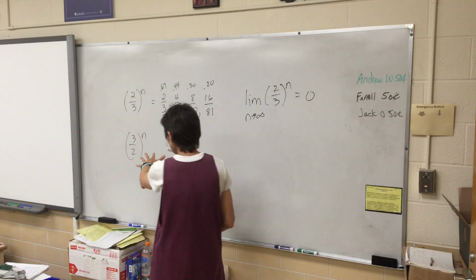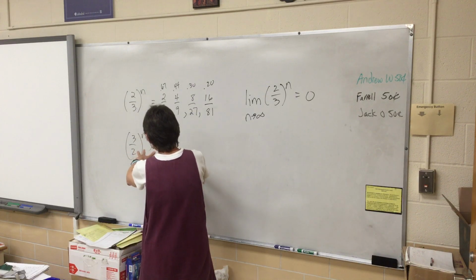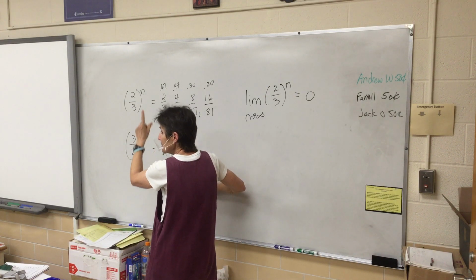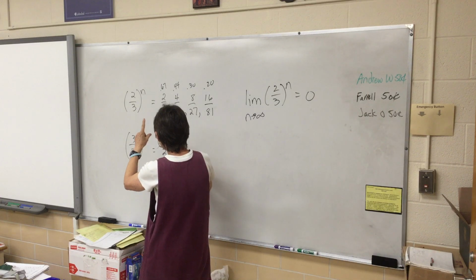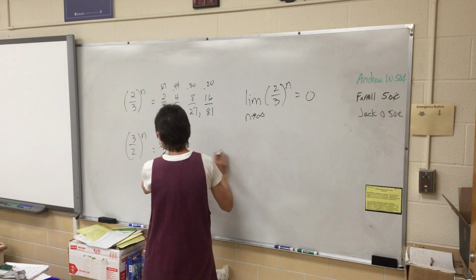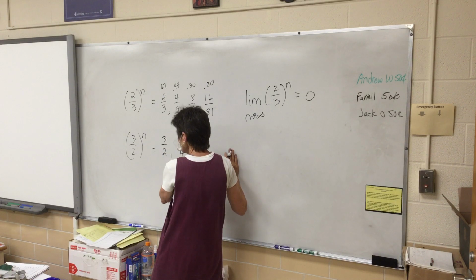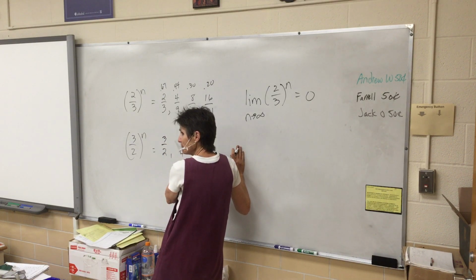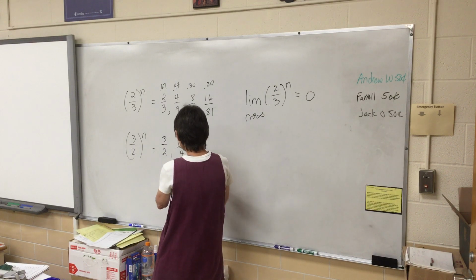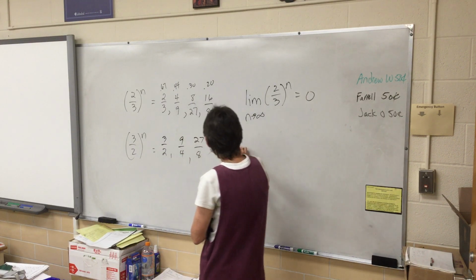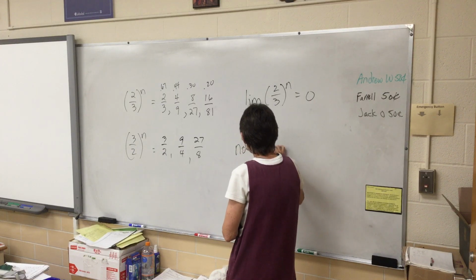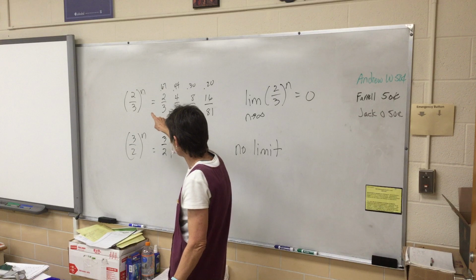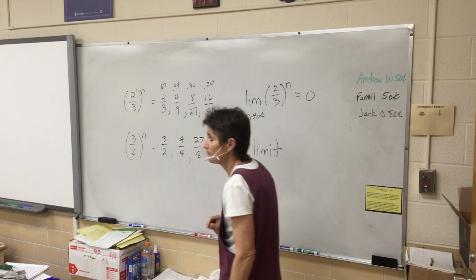Now, what happens here? These are not going to get smaller, are they? These are going to keep going. These are going to diverge. Because this is 1.5, this is 2.25, this is, I don't know what, but it's 3 point something, right? They just keep getting bigger and bigger and bigger. So this one has no limit. So what made that one converge and this one diverge?